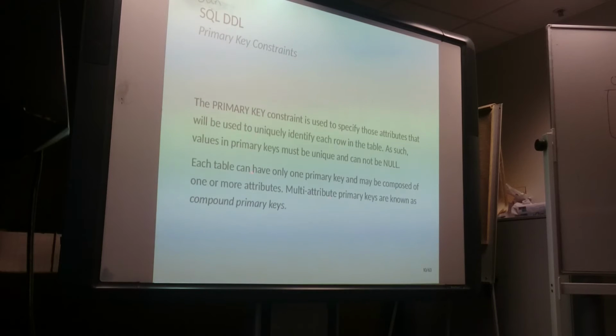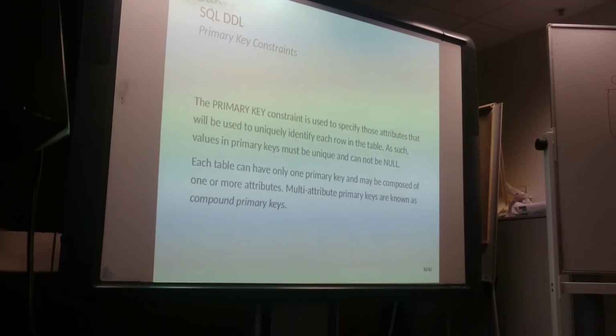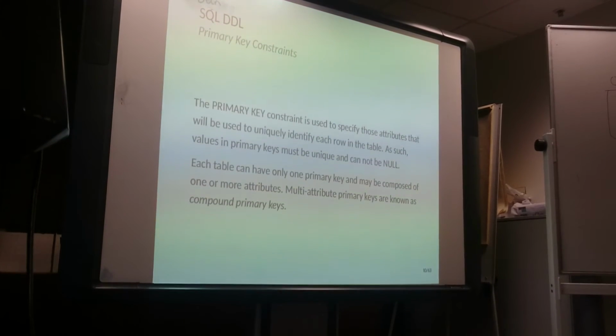As such, values in primary keys must be unique. So if you have two attributes in a primary key, every combination in there should be unique. And there should be no nulls. Nulls are not acceptable in a primary key. So each table can have only one primary key and may be composed of one or more attributes. It all has to have one, but may require more than one.